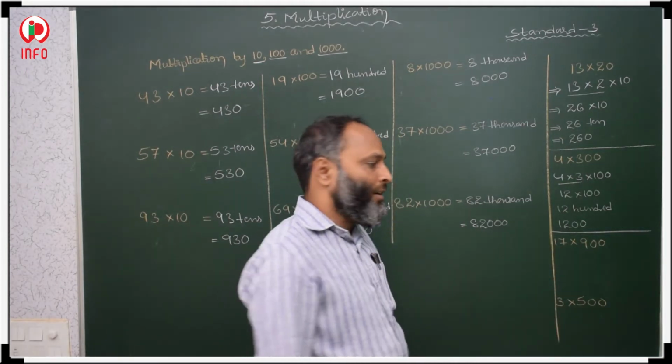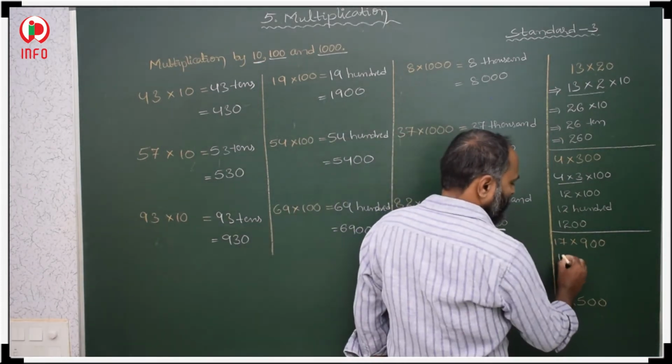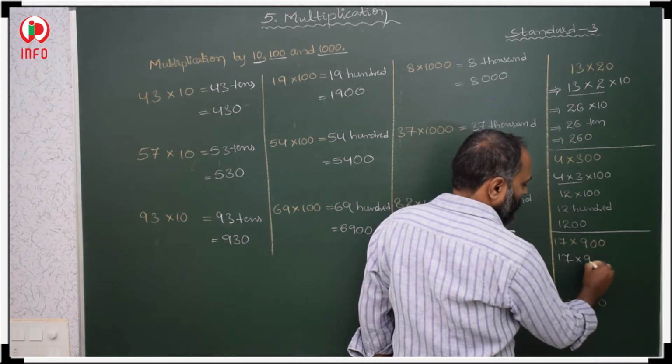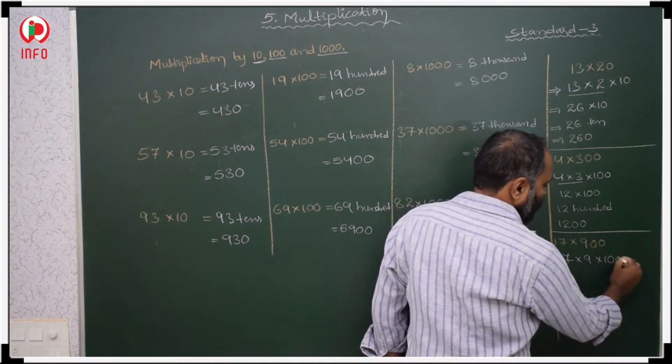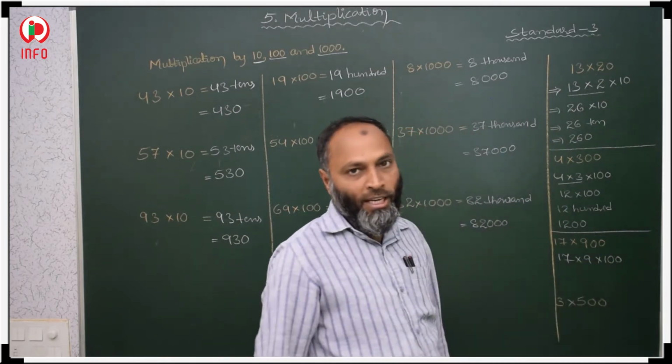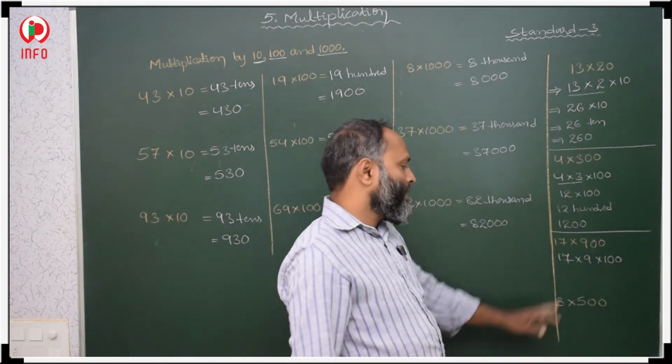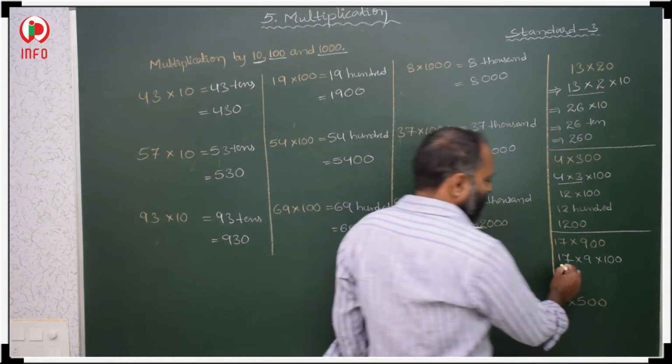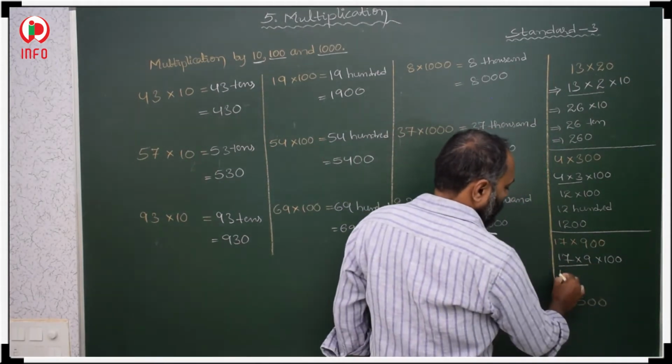Now this is also the same. 17 into 900, that is 17 into 9 into 100. 9 into 100 is 900, so I want to take 900 as 9 into 100. Now we multiply: 17 nines are 153.